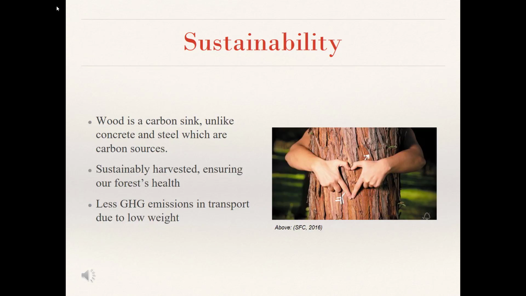It's hard to talk about wood products without mentioning sustainability. As mentioned earlier in this presentation, wood is a carbon sink, unlike concrete and steel. This means that throughout its lifetime, wood absorbs ambient carbon from the atmosphere and stores it, which composes its structure. In Canada, wood is sustainably harvested, ensuring our forest's health, and as it's transported, it produces less GHG emissions due to its low weight compared to concrete or steel.